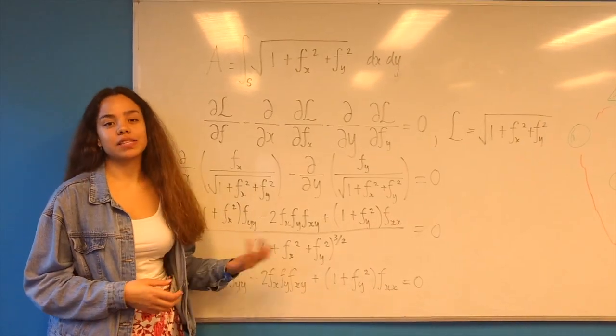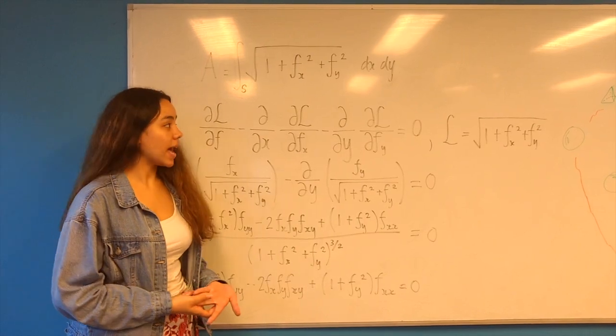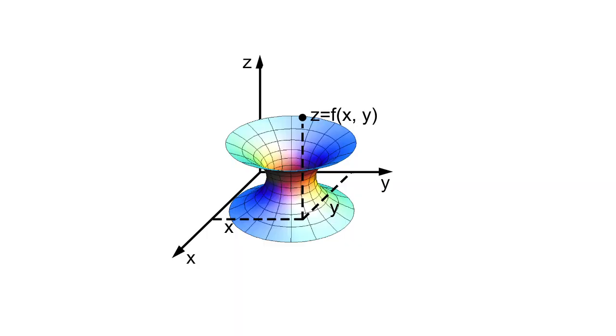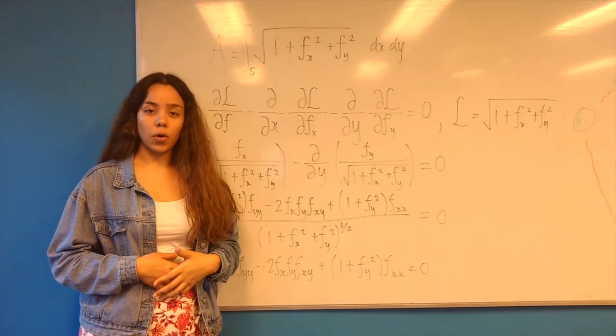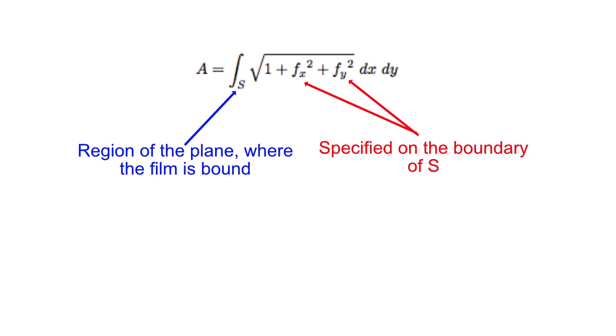To determine the shape that this minimal area will occupy, we first prove that the mean curvature has to equal 0. To do this, the surface of the film is denoted as z equals f(x,y). The surface area of this film is given by the integral over here, where S represents the region of the plane on which the film is defined, and the value of f is specified on the boundary of S.